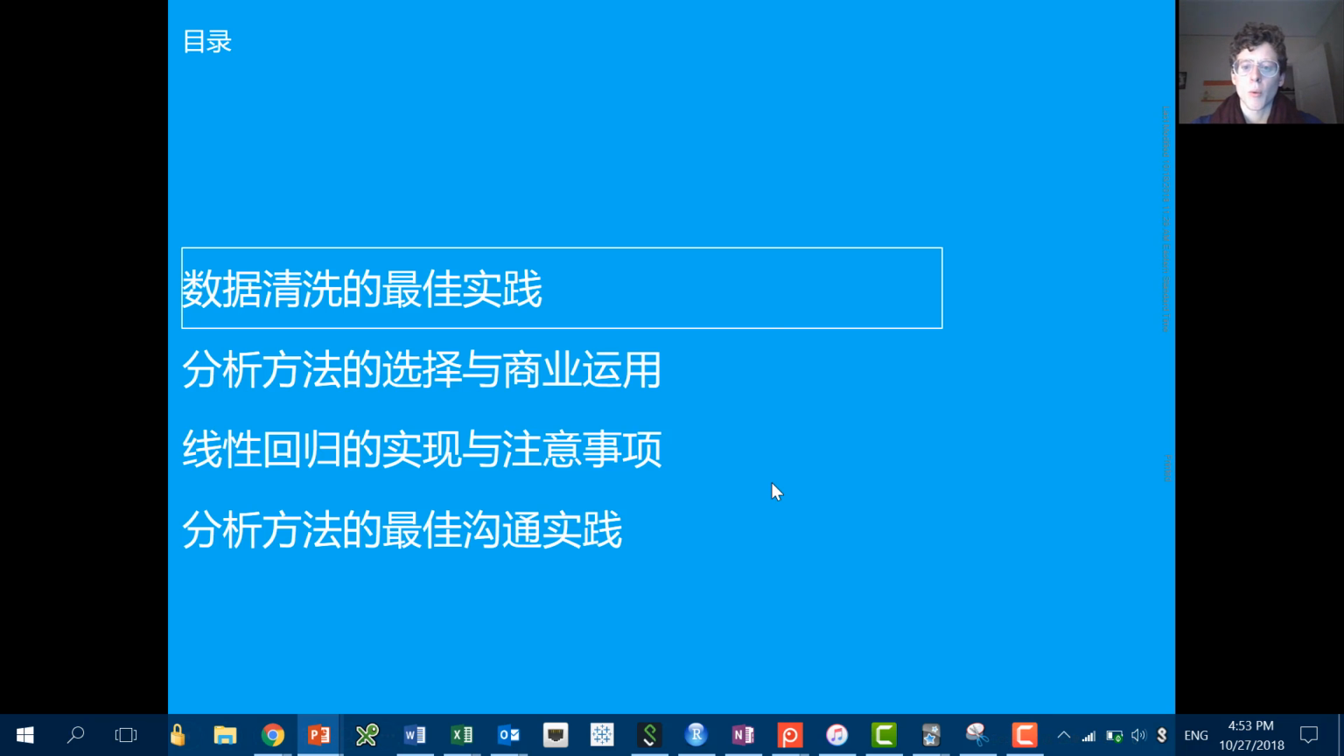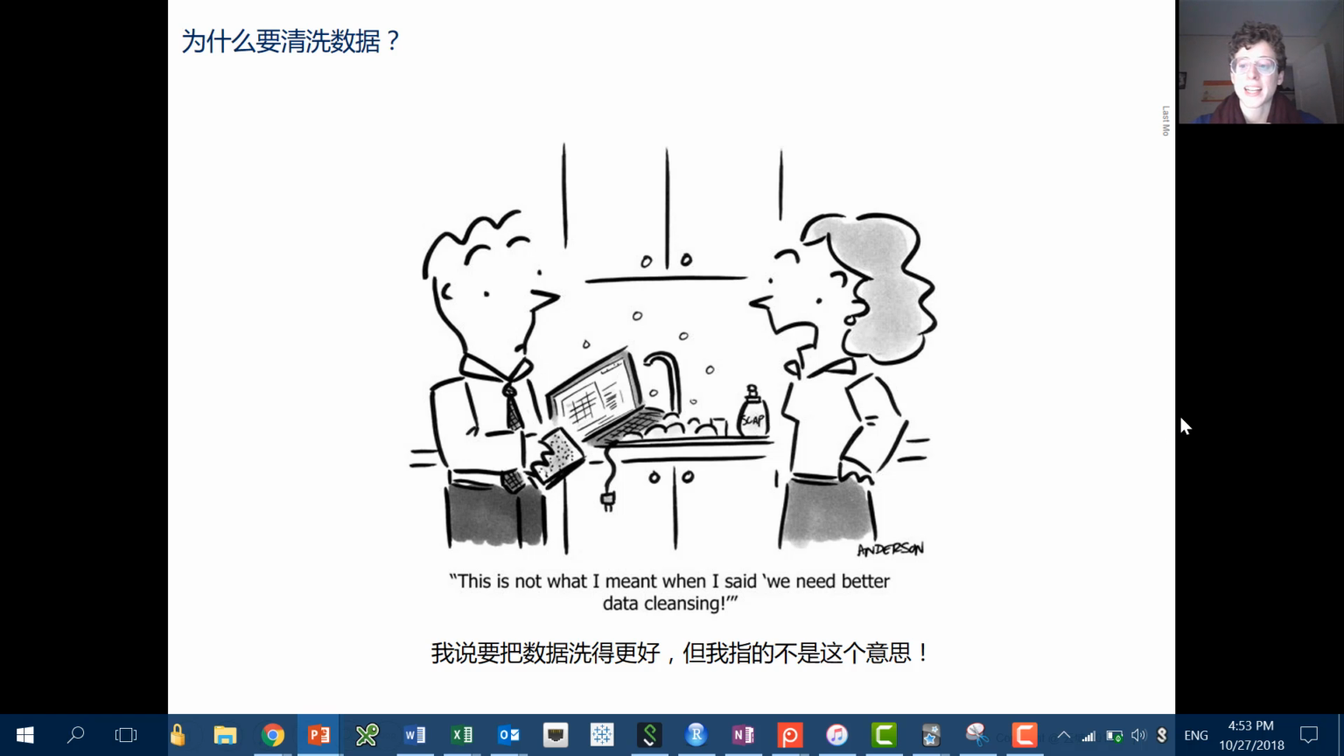So let's talk about why we clean data. And I'm going to use an example that we will use quite a bit over the course of this session. This example comes from a specific industry use case that I had a couple of years ago with a retailer.